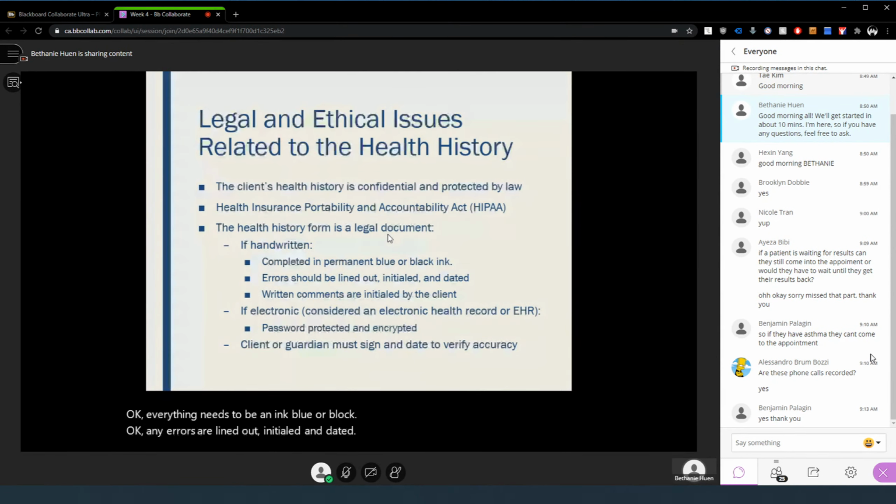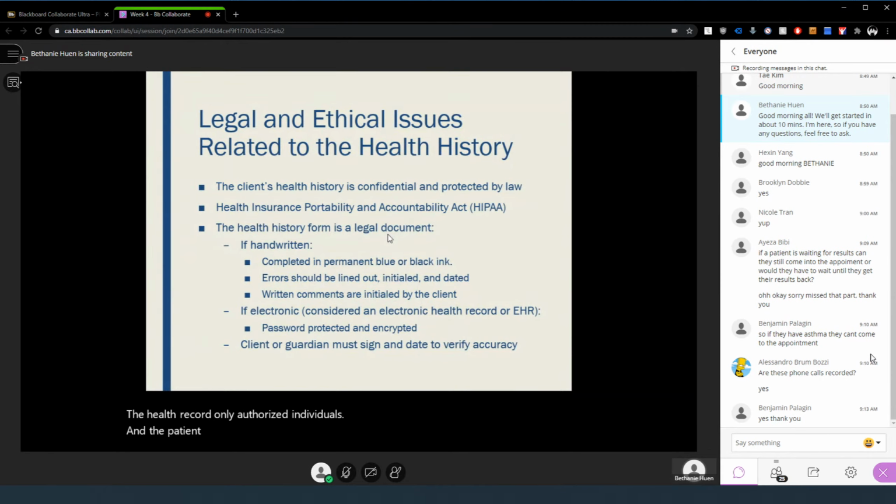Any written comments that the patient is making would be initialed by the patient. If it's electronic, it has to be encrypted and password protected. That means not everyone can have access to the health record, only authorized individuals. And the client has to sign and date the health history. That part's important too.